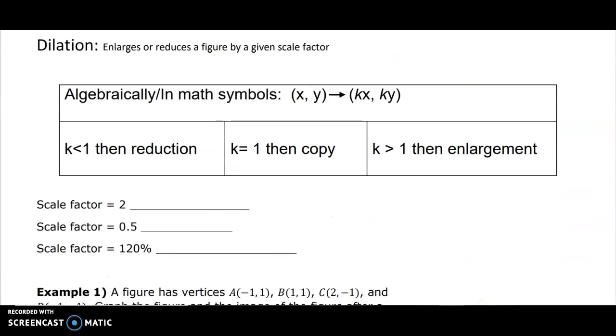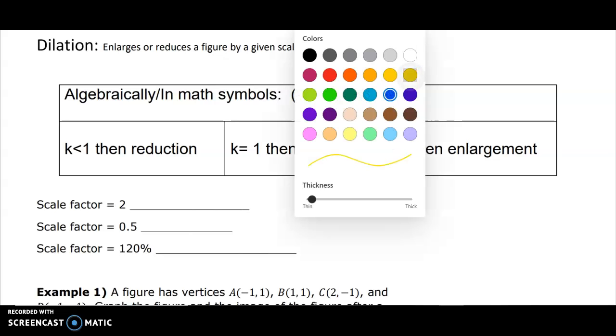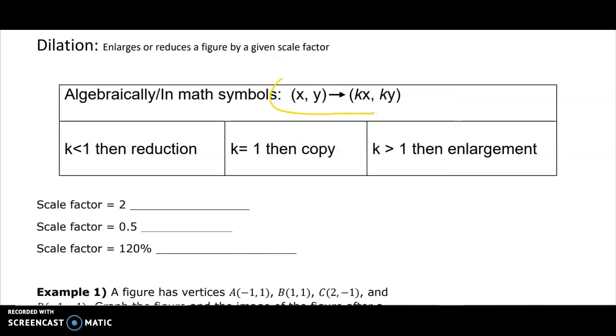Okay, dilations. Remember, you get your eyes dilated at the doctor. Dilation means you can make things larger, or you can dilate things to make them smaller. And algebraically, in math symbols, you're going to take whatever coordinate I give you, and you are going to multiply it by your scale factor.